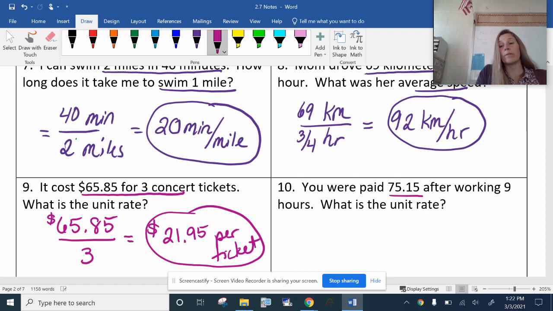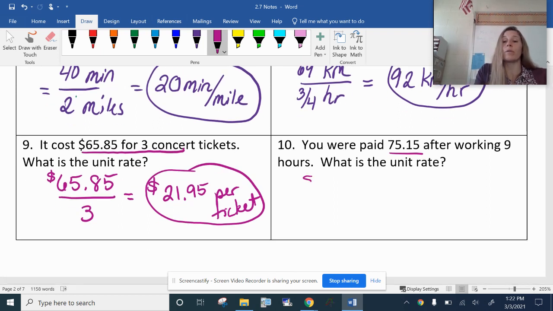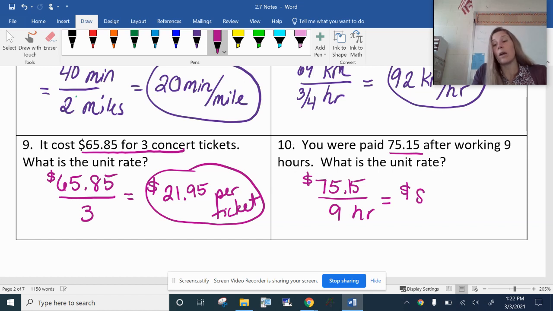You were paid $75.15 after working 9 hours. What is our unit rate? And I'm guessing it's dollars per hour. It's a very common unit rate. So $75.15 per 9 hours. We divide that out and we would get $8.35 per hour.